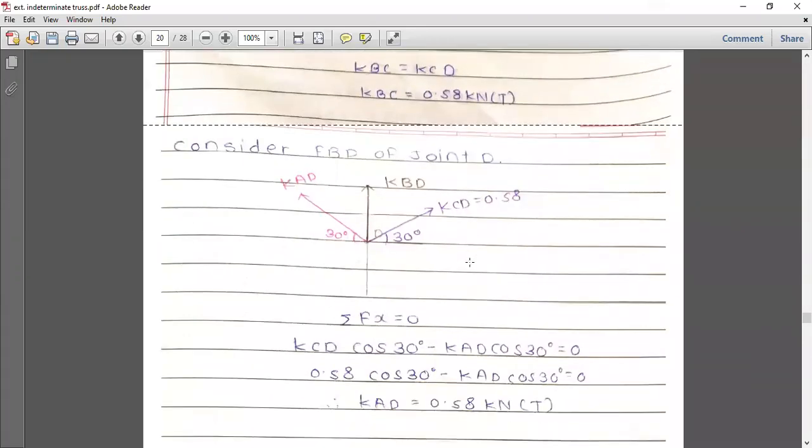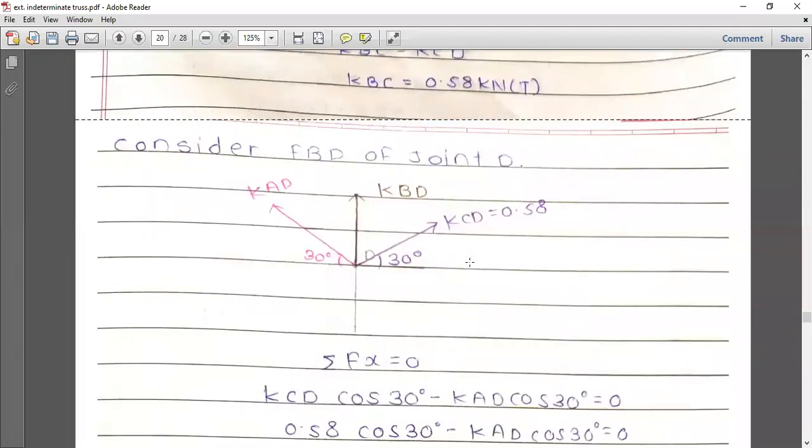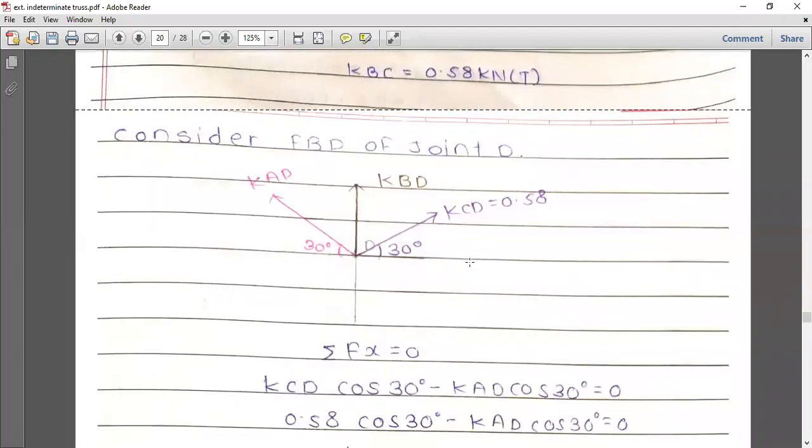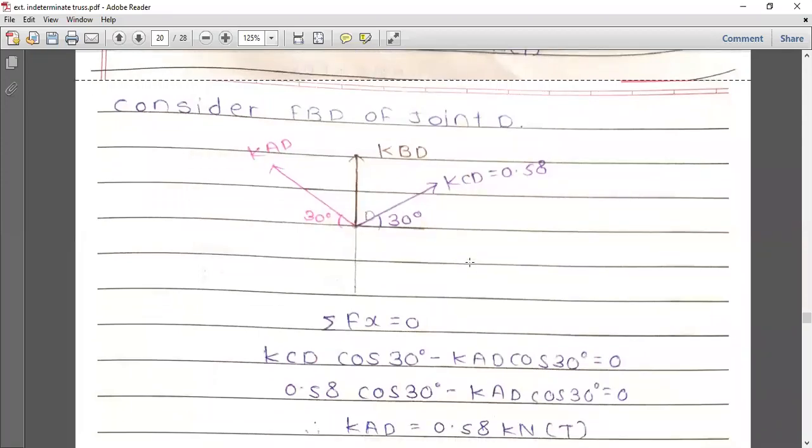Now next, consider a free body diagram of joint D. While considering the free body diagram of joint D, the unknowns are only the force in member AD and the force in member BD. Previously we have got the force in member CD as tensile. So tensile force, we have got 0.58.